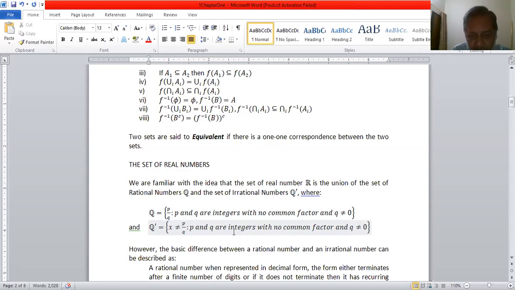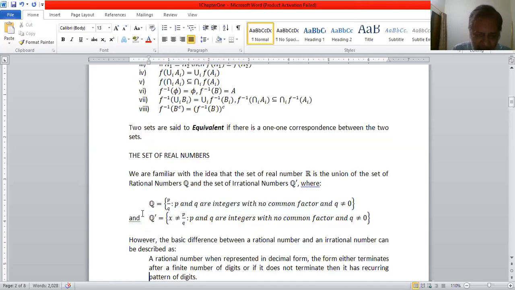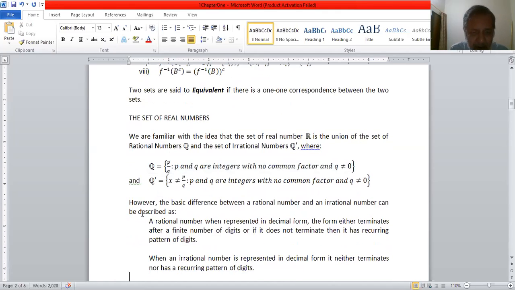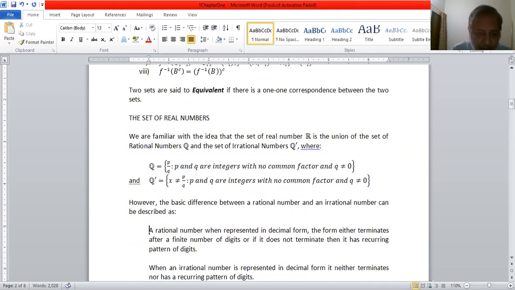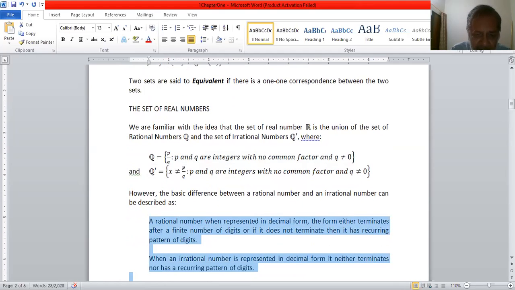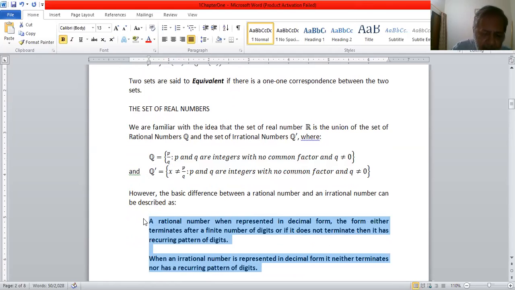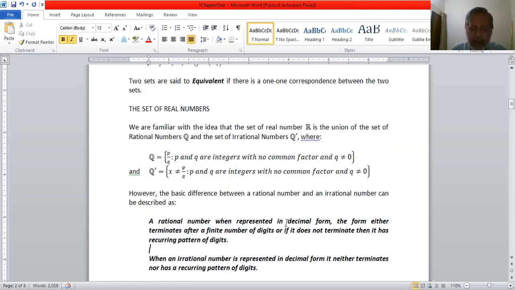What is p upon q? The same definition of p upon q applies. Generally we say that those which are not rationals are irrationals, but we should remember the basic difference between rationals and irrationals, written in these two sentences. When a rational number is represented in its decimal form, it either terminates after a finite number of digits, or if it does not terminate, then it has a recurring pattern of digits.